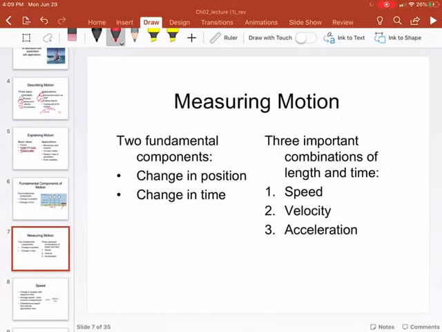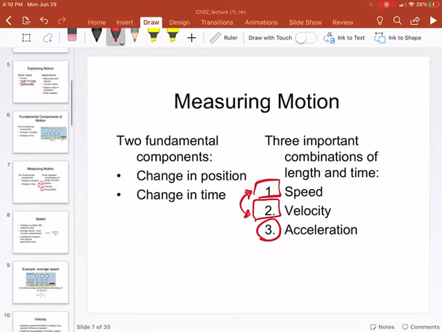And so whenever you go to measure motion, you have to consider what that change in position is, what the time was that it took, and you can find all of these different things with those variables. You can find speed, you can find velocity. There's a difference. These are very close, but there's a small difference that we'll talk about. And then you can also find acceleration, which is different than speed, but we'll get into that here in a minute too.